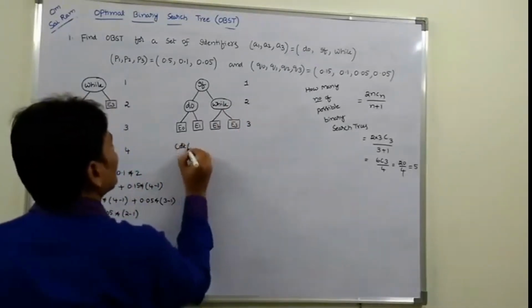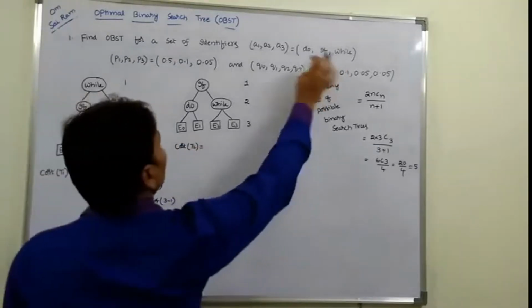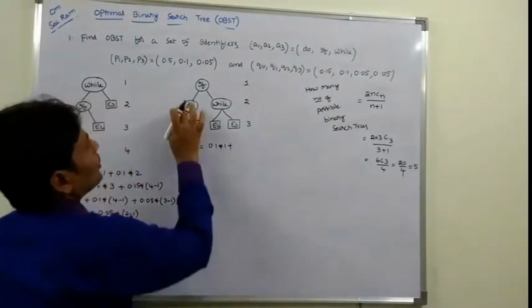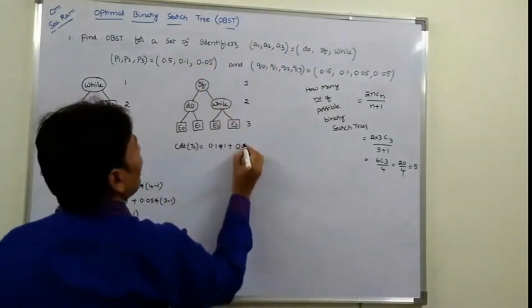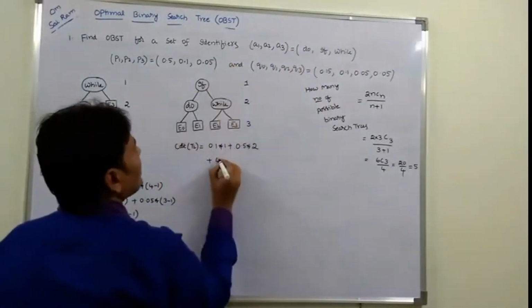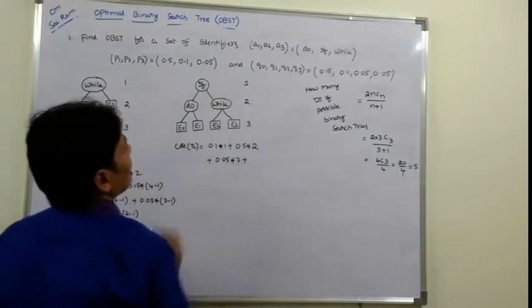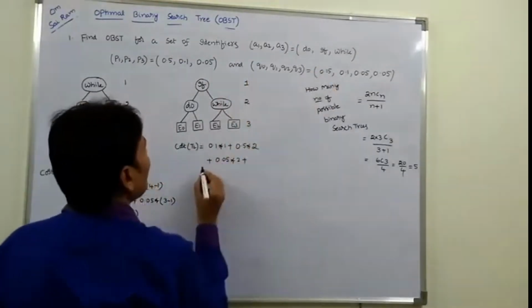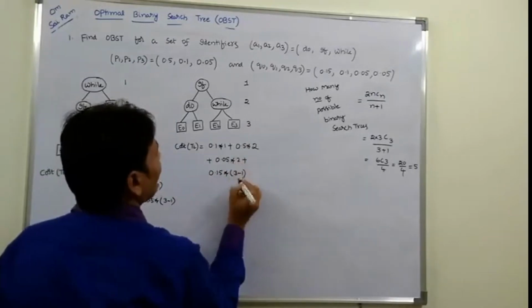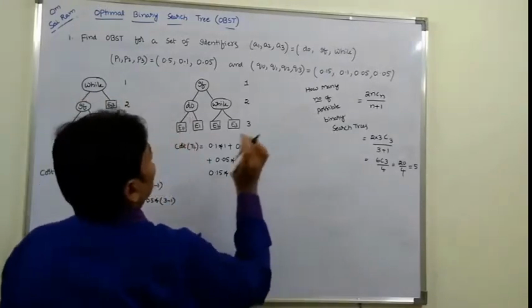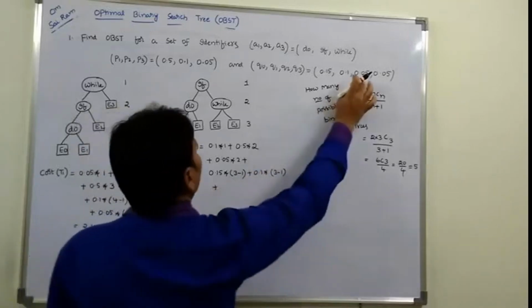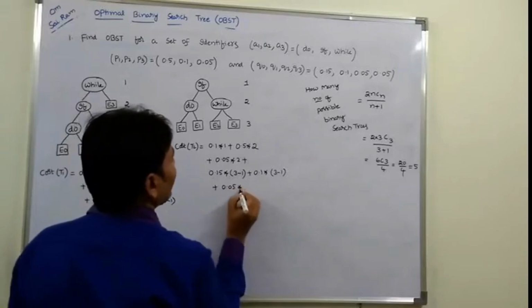So the cost of T2 is equal to: if belongs to A2, probability is 0.1, so the if identifier at level 1, plus the do identifier belongs to A1, its probability is 0.5, multiplied with level 2, plus while belongs to A3, its probability is 0.05, at level 2, plus E0 belongs to Q0, its probability is 0.15, multiplied with 3 minus 1, as it is at the third level, plus E1 probability is 0.1 multiplied with 3 minus 1, plus next E2 0.05 multiplied with 3 minus 1.